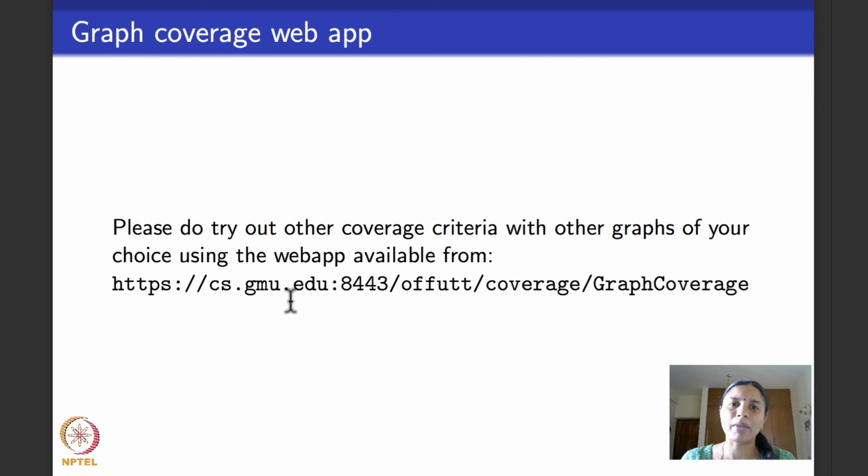For now, to get to know more about graph structural coverage criteria, I encourage you to look at the web app that comes as a part of this course book. It's a very nice app. It'll help you to learn how to represent graphs as adjacency lists and how to feed them and how to do various coverage criteria. Please do try it out.